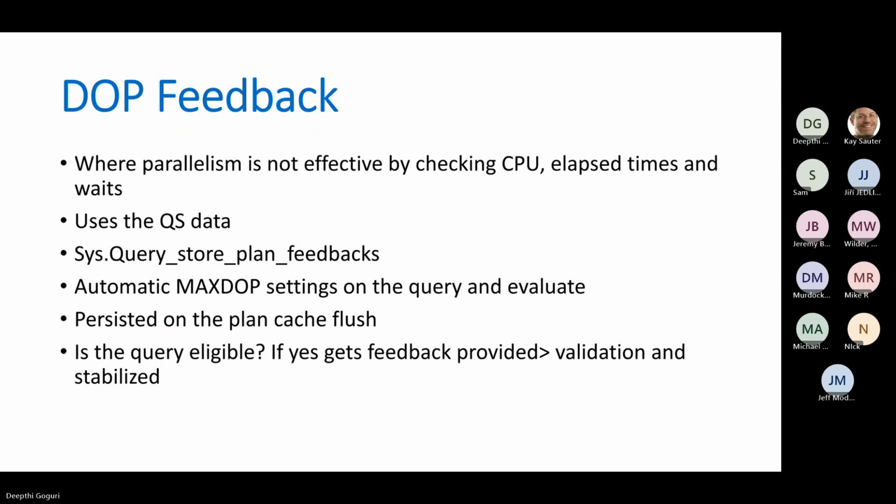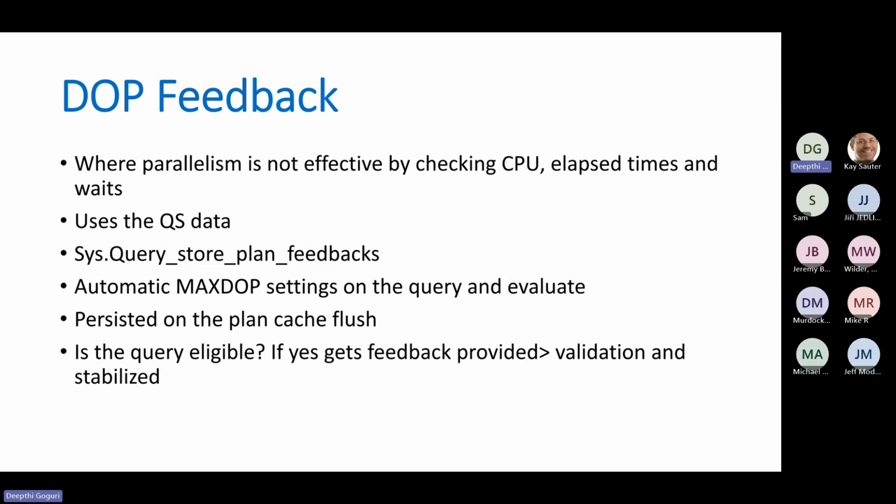And you can find what feedbacks are available by looking at the view query store plan feedbacks. If the query is enabled, it will start collecting the feedback to stabilize it. Before stabilizing it, it has to validate for a certain amount of time, and then it will go ahead and stabilize that max dop value. And you can always see those feedbacks by using the view query store plan feedbacks.